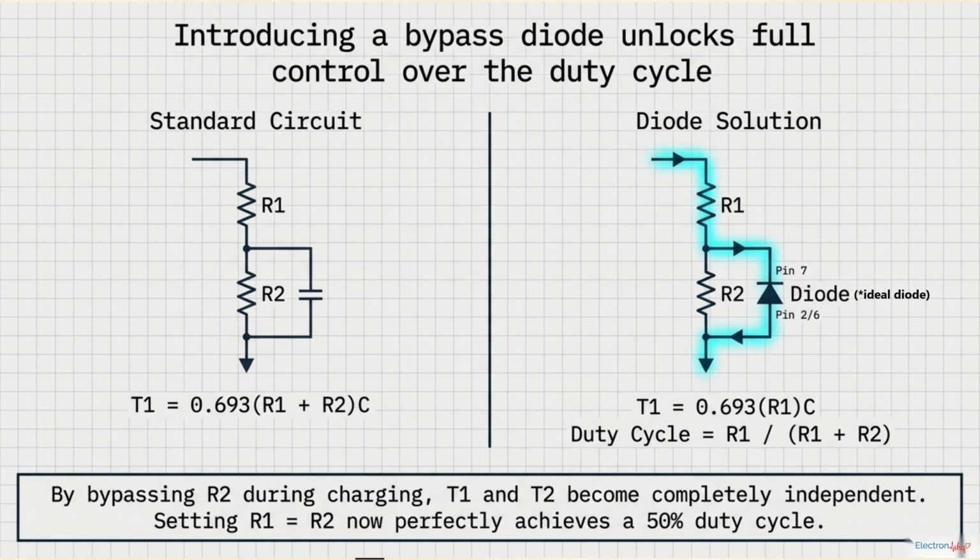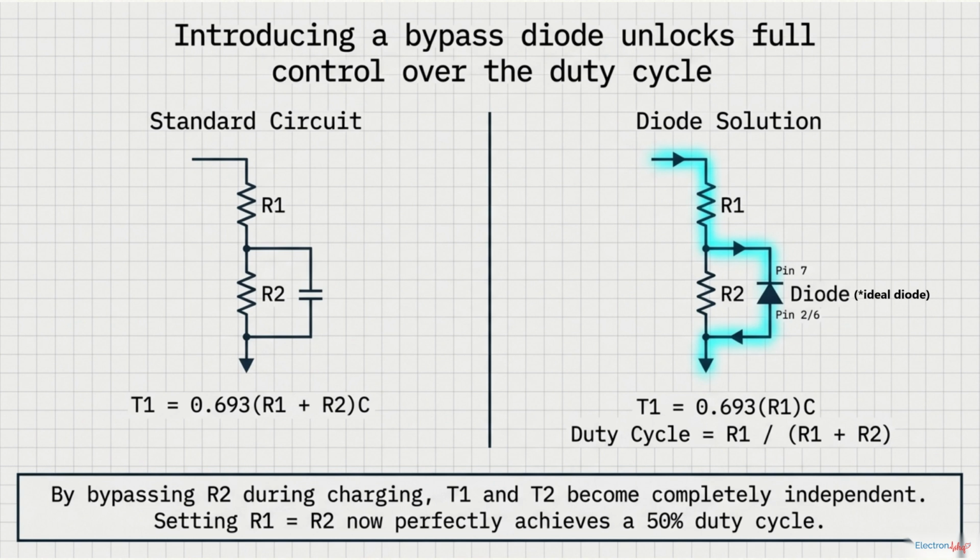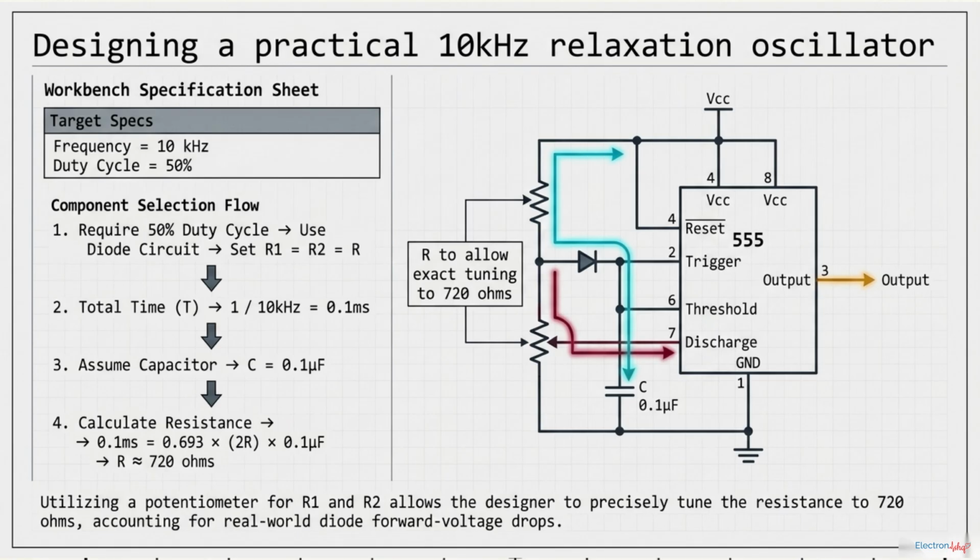This hardware adjustment rewrites the charging equation. T1 is now calculated solely using R1, removing R2 from the charging phase entirely. By utilizing the directional nature of a diode, we decouple the two timing phases. This independence makes it possible to set R1 and R2 to equal values and produce a perfect 50% duty cycle.